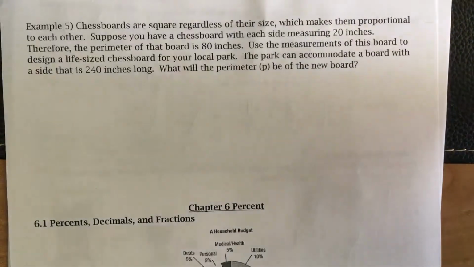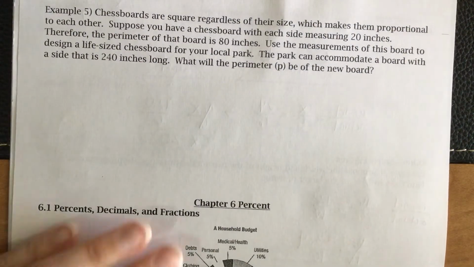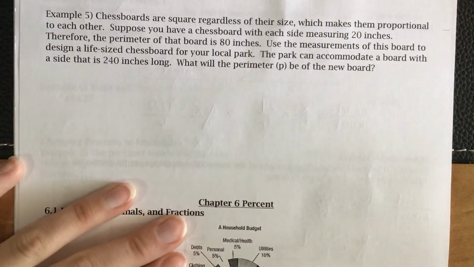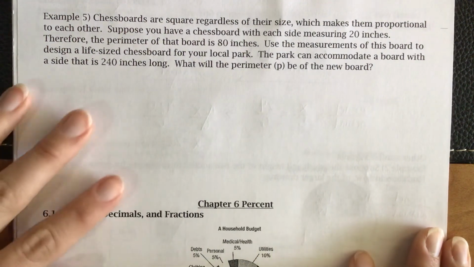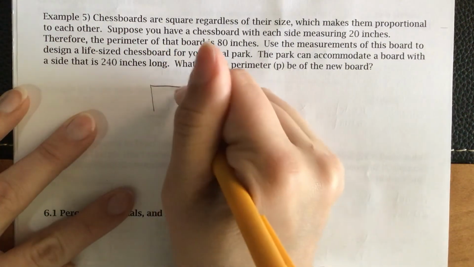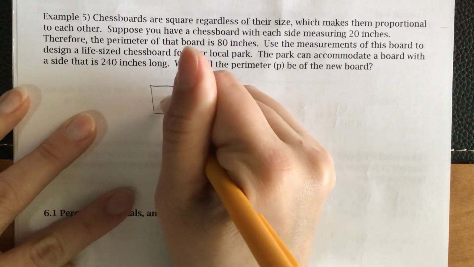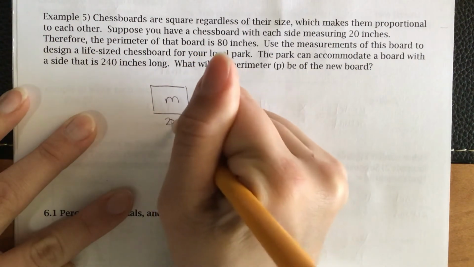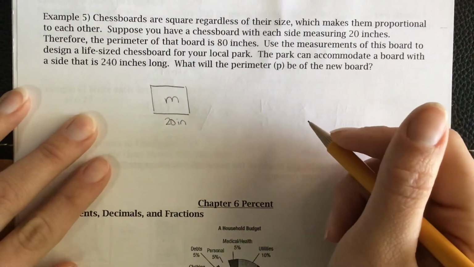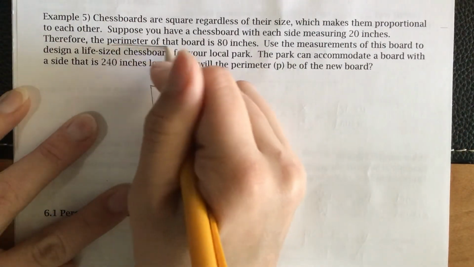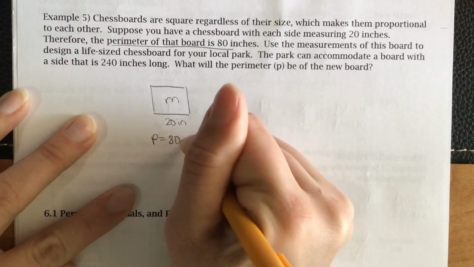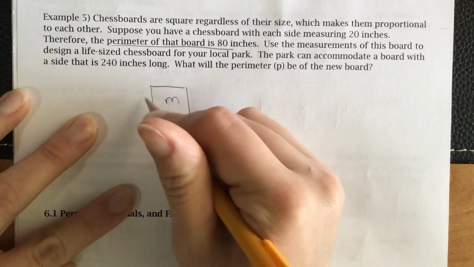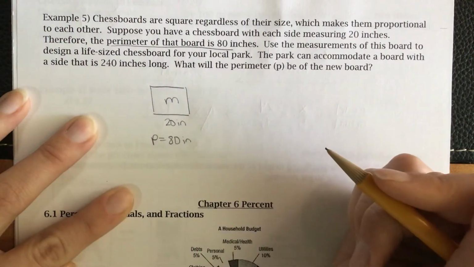Let's do the last example. Chessboards are square regardless of their size, that makes them proportional to each other. Suppose we have a chessboard that measures 20 inches, okay? So this is our first chessboard, and it has 20 inches on its one side. And that means that the perimeter of the board is 80 inches, because 20 plus 20 plus 20 plus 20, perimeter goes all the way around, is 80.